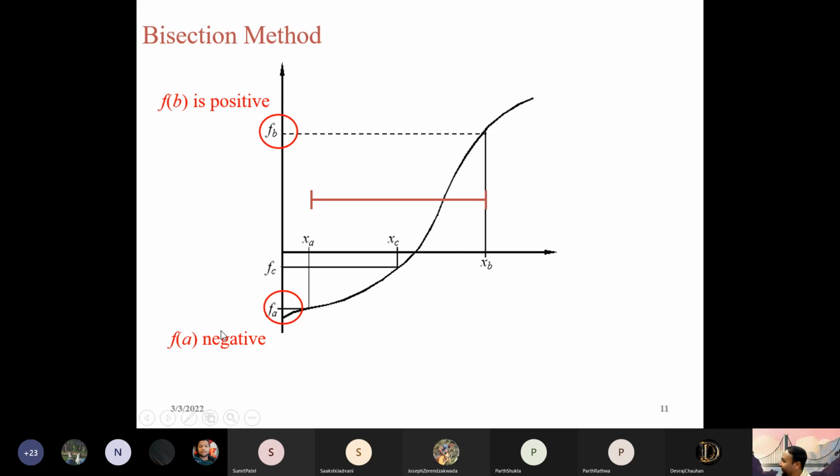Now look here. Positive, negative. Now be careful here. This is our XA and this is our XB. The graph is continuous as per the figure. All conditions are satisfied. Now find out the very interesting XC.